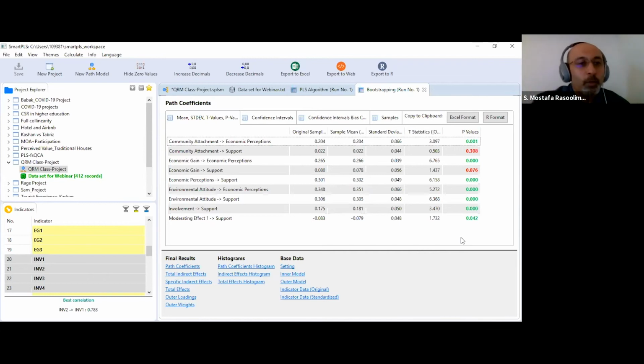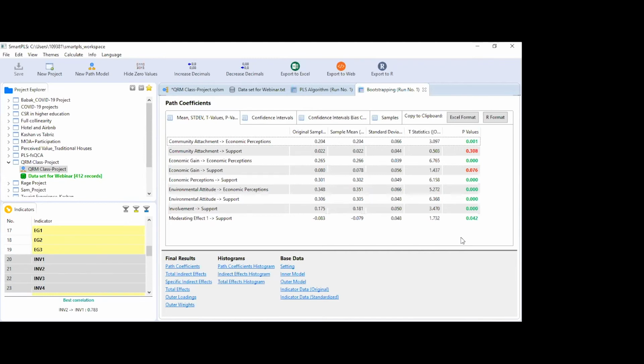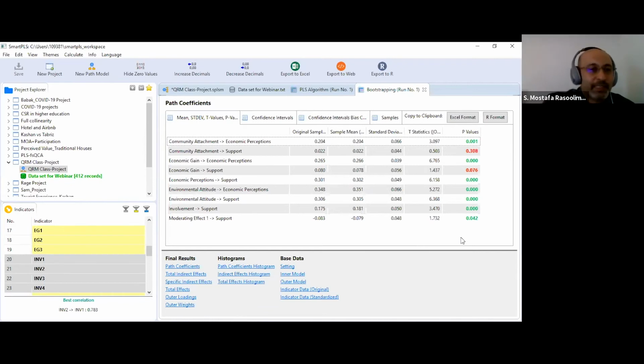But I say no. Why? Perhaps because this is only significant under the bootstrap. No, under bootstrapping it is significant. So we have a significant p-value. Actually, we cannot discuss based on this value. This value shows a significant role of the moderator, a significant interaction effect.